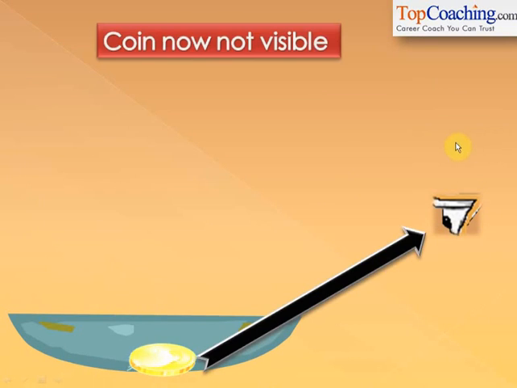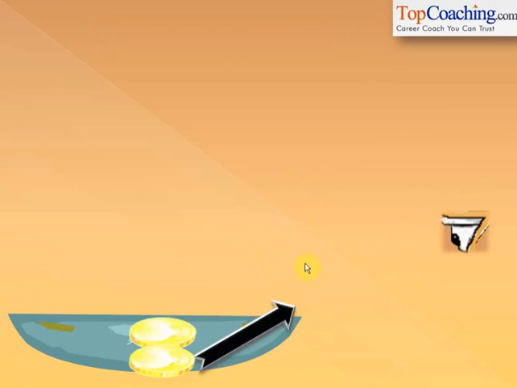The coin has now started disappearing, isn't it? A part of the coin is now not visible to Raoul because the light ray coming from the coin cannot reach Raoul's eye, the straight light ray. Now Raoul fills the bowl with water. When he fills the bowl with water, the light ray coming from the coin bends as it reaches Raoul.